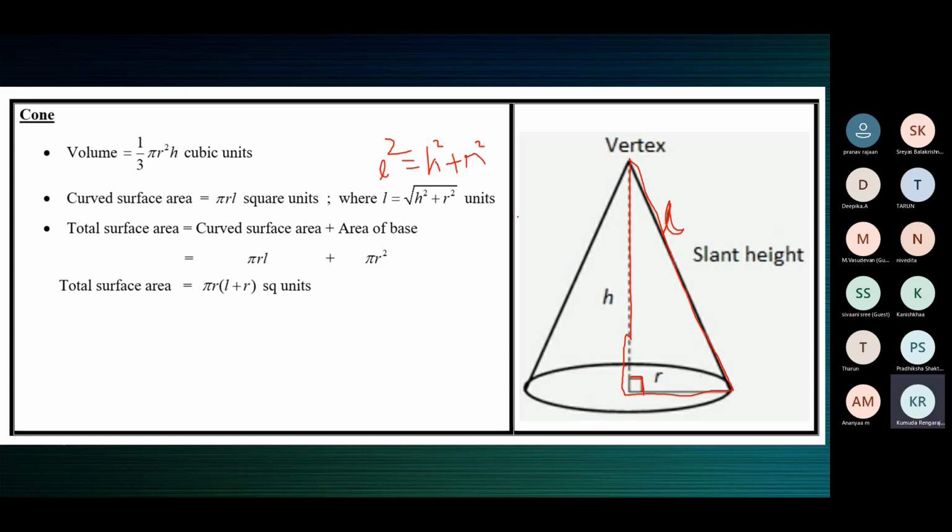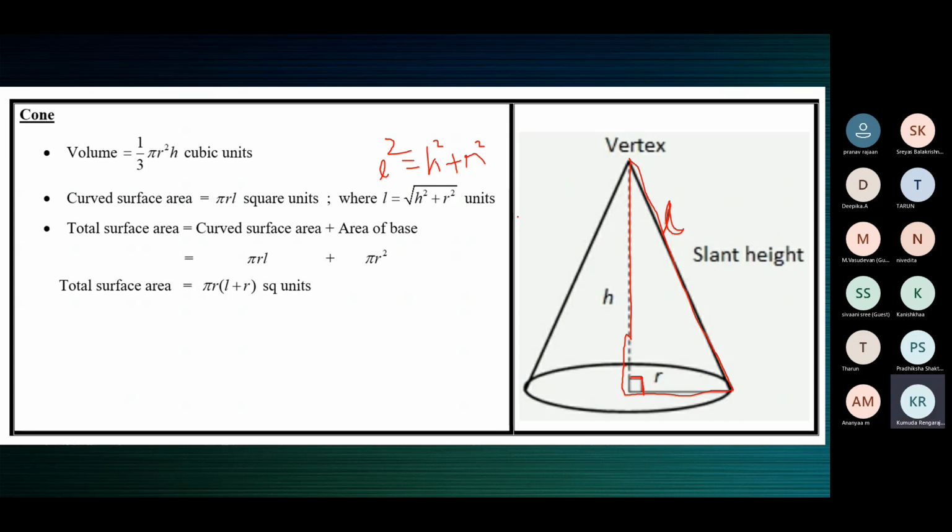The square on the hypotenuse, L square, is equal to the sum of the squares of the other two sides, h square plus r square. So we have L is equal to root of h square plus r square units. Curved surface area is given by the formula pi RL, where L is the slant height of the cone. Curved surface area is pi RL, square units, because it is area.